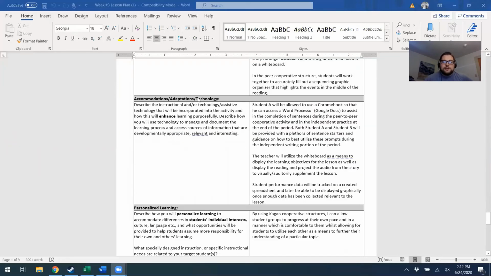Accommodations, adaptations, technology. What does that look like in my classroom? Student A will be allowed to use a Chromebook throughout the class. Student A and B will both be provided with a plethora of sentence starters and guidance on how to best utilize these prompts. The teacher will utilize a whiteboard as a means to display learning objectives for the lesson, as well as display the reading and project the audio.